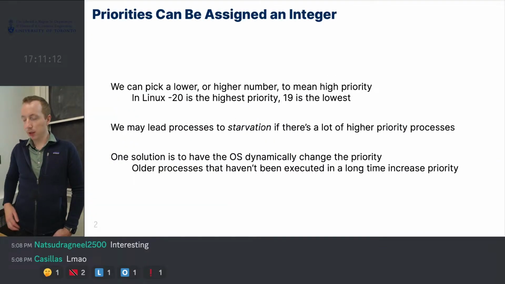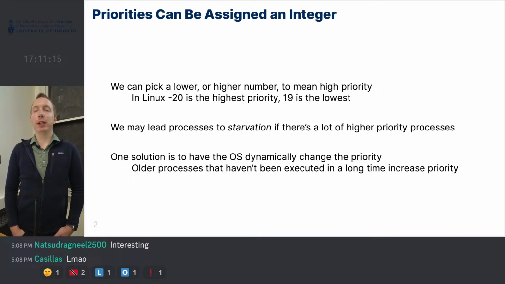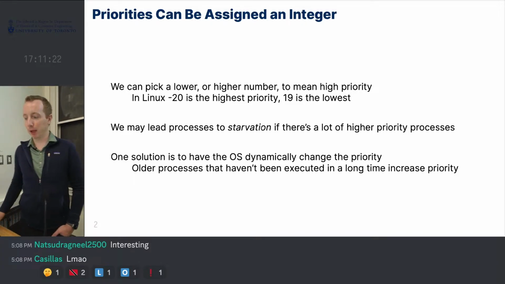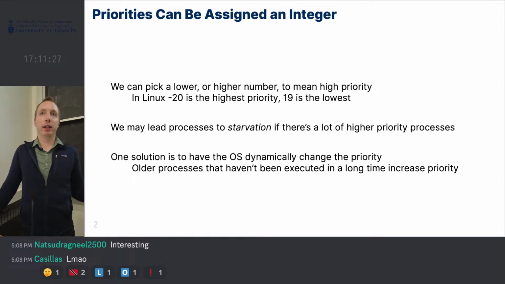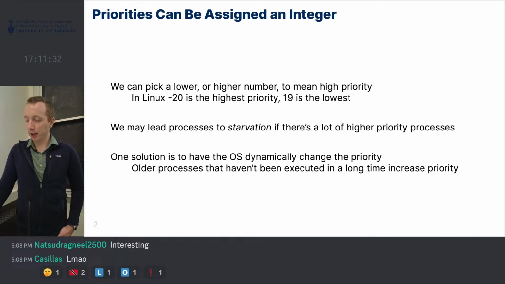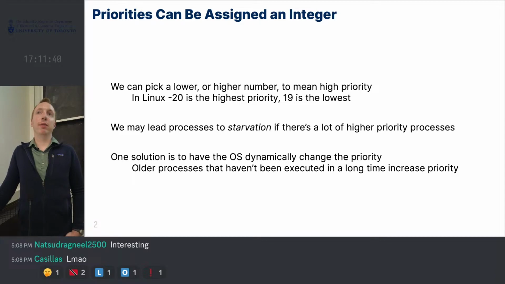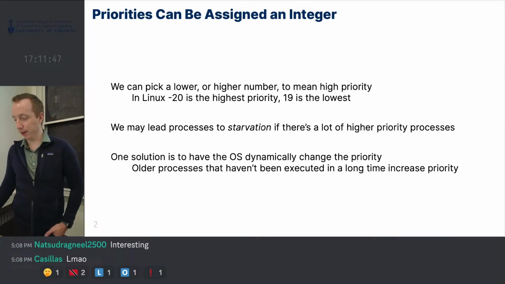So, if you're dealing with priorities, you need to assign a priority. Easiest thing to do is just assign a number to it and make the number have some type of meaning. You can make a lower number mean higher priority or lower priority. It just depends on your tastes. In Linux, one of its tastes is to make a lower number mean higher priority. So in Linux, -20 means highest priority, and 19 is the lowest priority for normal processes.